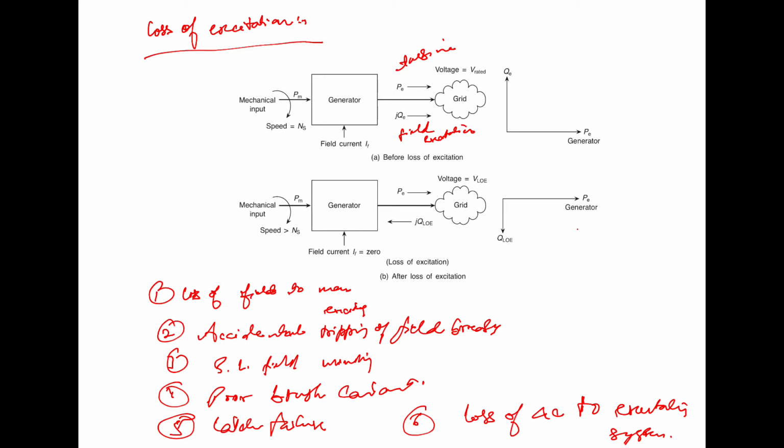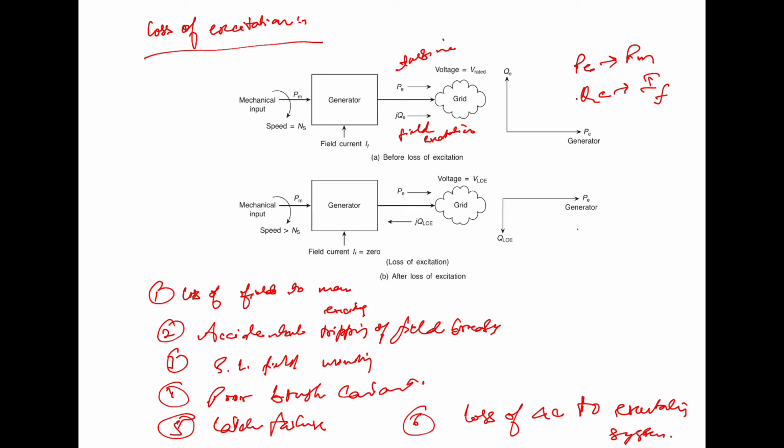And consider a generator delivering complex power to the grid, that is PE plus jQE. Corresponding to the real power PE, there is the shaft mechanical power input PM, and corresponding to the reactive power QE, we will have the field current, that is IF.